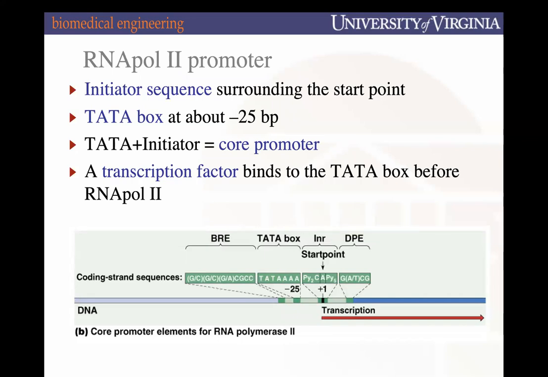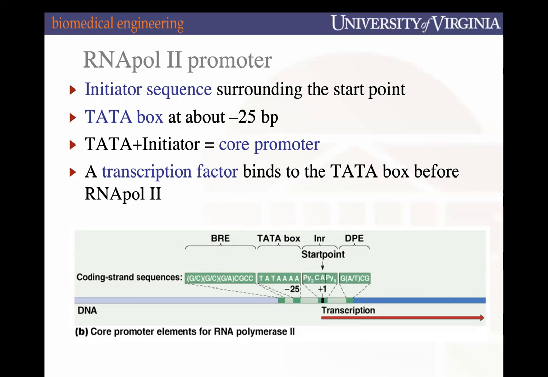So for RNA polymerase 2, the promoter that it identifies, there are going to be a few key features, but there's one thing I want to draw your attention to. There's going to be this entire initiator sequence around the starting point. The starting point is this adenosine right here that's labeled +1. And there's going to be pyrimidines to the left, and 5 pyrimidines to the right that serve as the initiator sequence around that start point.